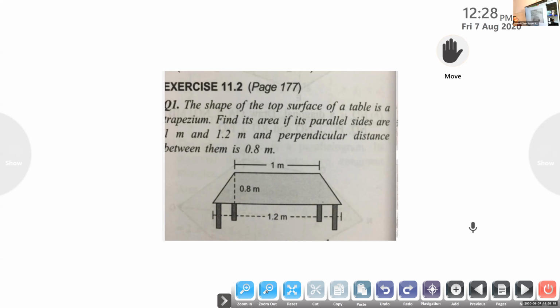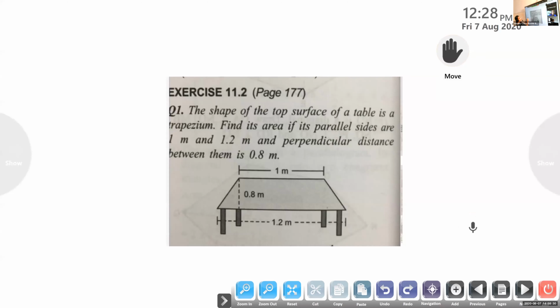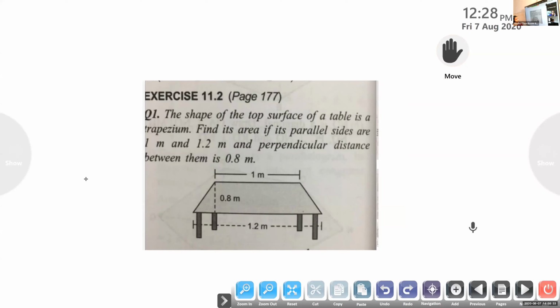The shape of the top surface of a table is a trapezium. A trapezium shaped table. And we need to find the area of the top of the table. And what are given? Parallel sides are 1 meter and 1.2 meters. You can see in the figure. After writing the question, draw a rough figure of the table. Parallel sides are 1 meter and 1.2 meter.